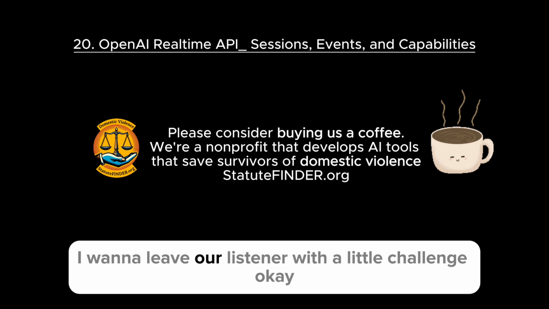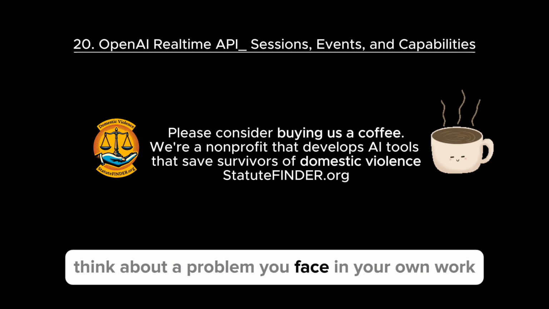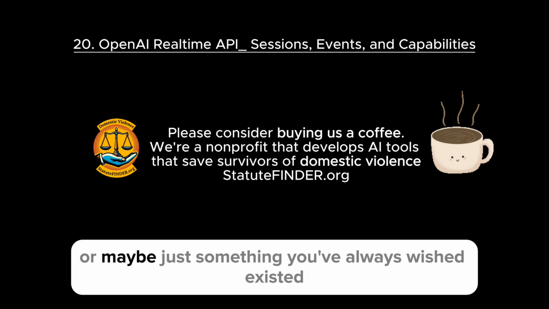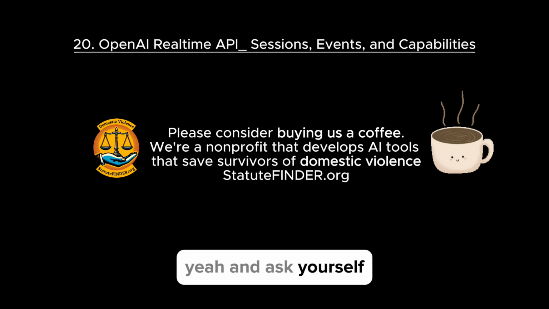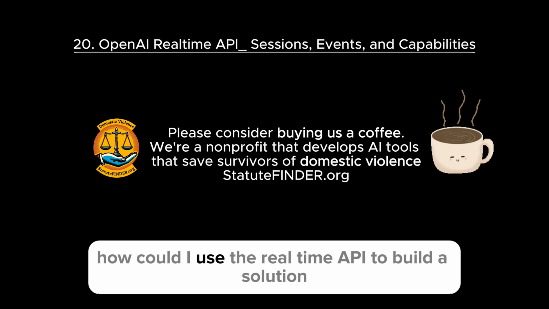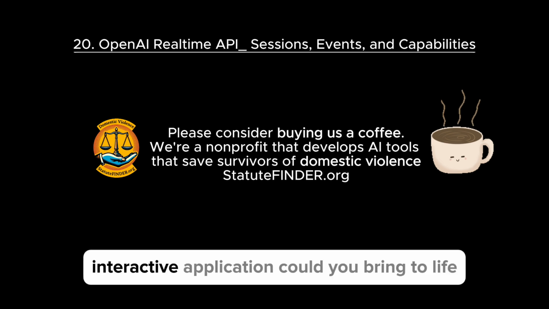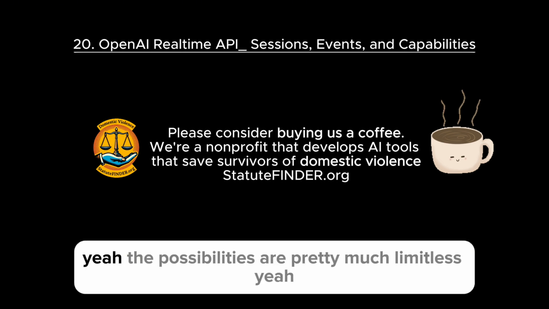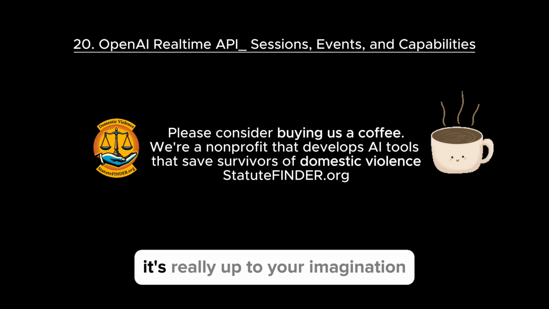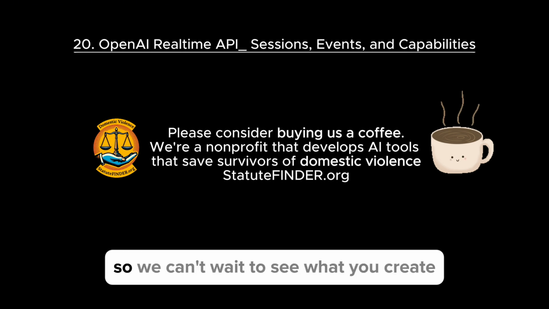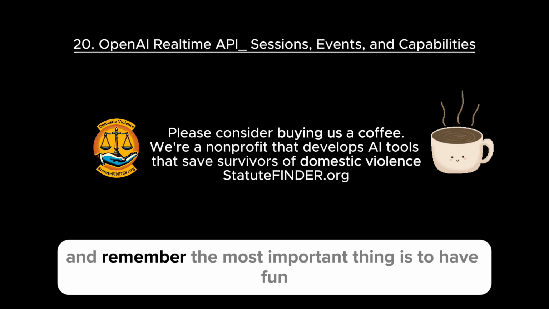Before we wrap up, I want to leave our listener with a little challenge. Think about a problem you face in your own work or your own life, or maybe just something you've always wished existed, and ask yourself, how could I use the Realtime API to build a solution? That's a great question. What kind of creative, interactive application could you bring to life? The possibilities are pretty much limitless. It's really up to your imagination. So we can't wait to see what you create.